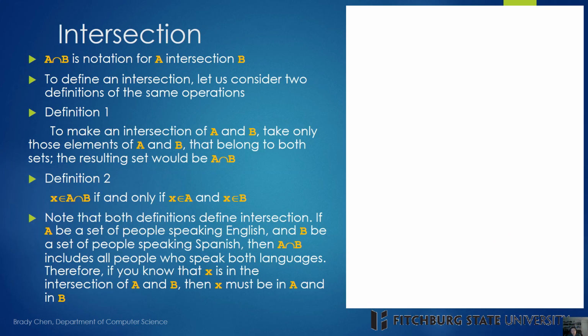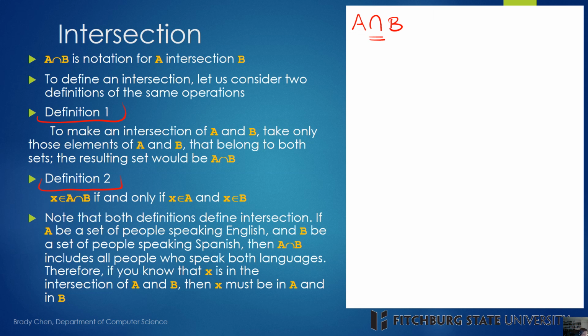Now here's another operation. It's called intersection. For intersection, we use the notation A intersection B. It looks like the English letter U, but it's upside down. Okay. Now to define an intersection, let us consider two definitions. Again, we have two definitions, definition 1 and definition 2, which are very similar to the definitions for the union.